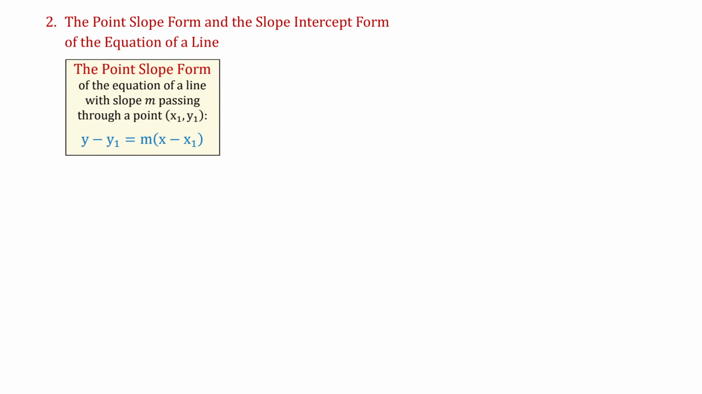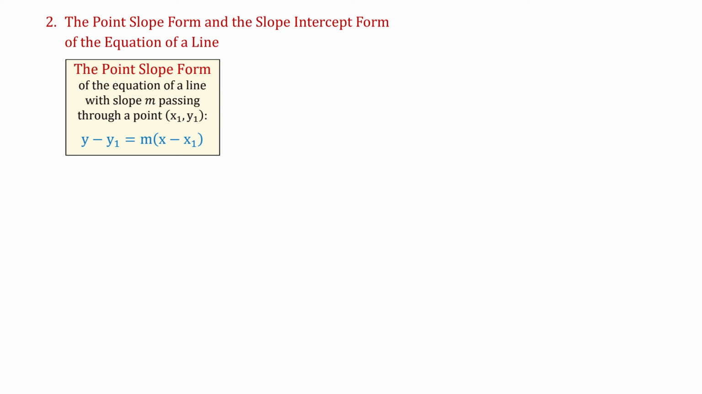The next topic is the point-slope form and the slope-intercept form of the equation of a line. So if a line has the slope m and it passes through a point x sub 1, y sub 1, then the point-slope form is y minus y sub 1 equals m times x minus x sub 1.